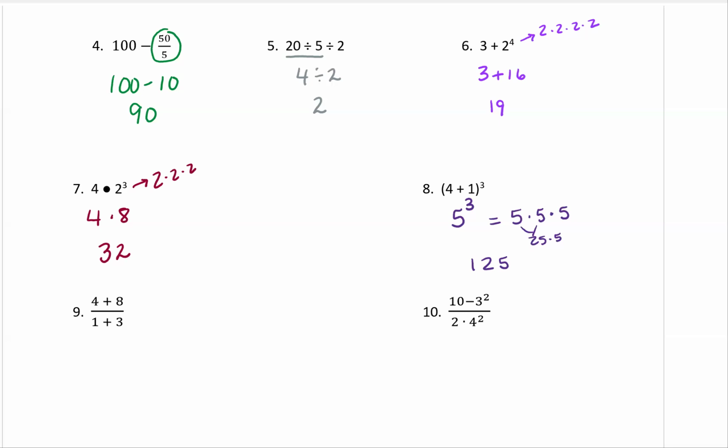Number 9, we're going to add 4 plus 8, which is 12. We'll add 1 plus 3, and we get 4. 12 divided by 4 is 3.